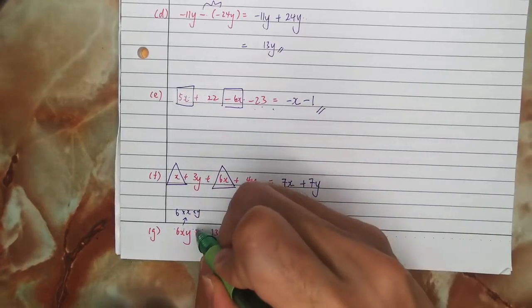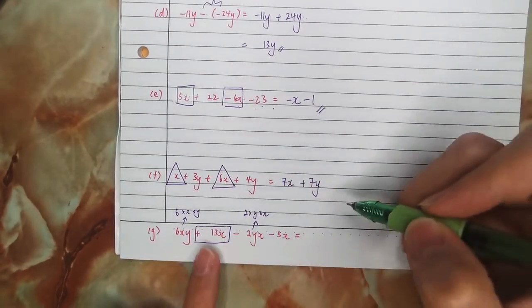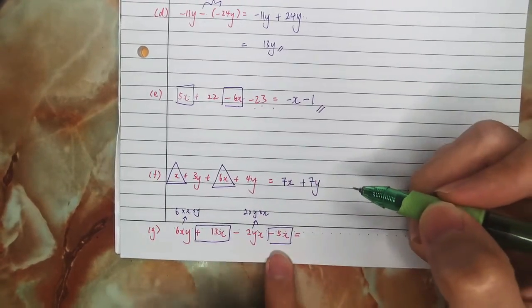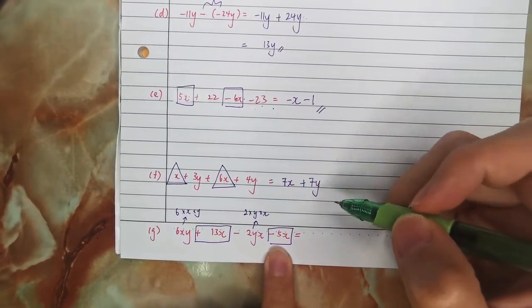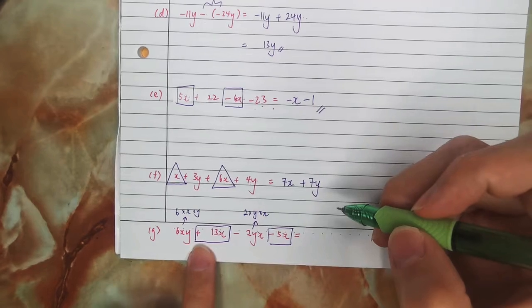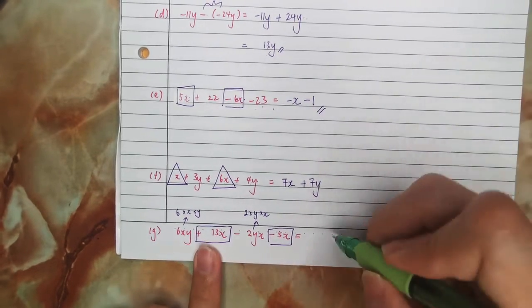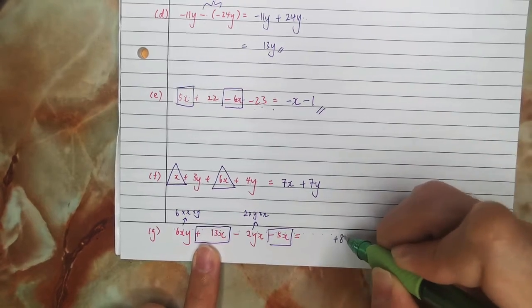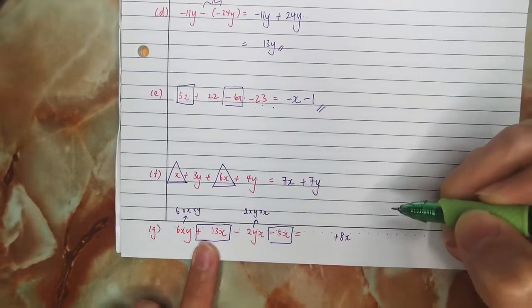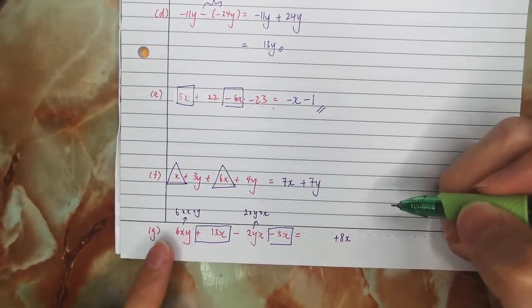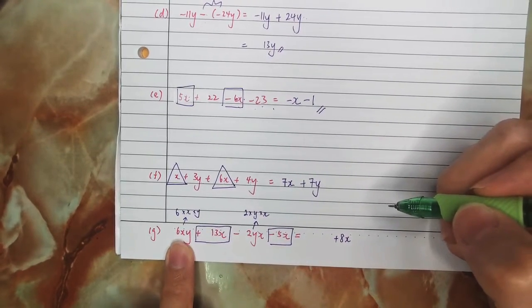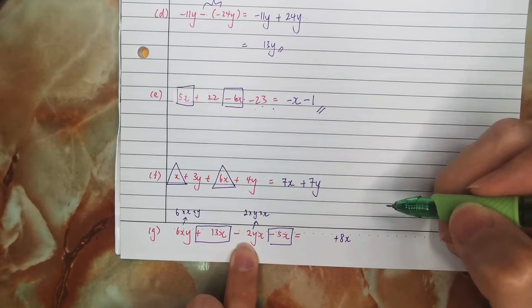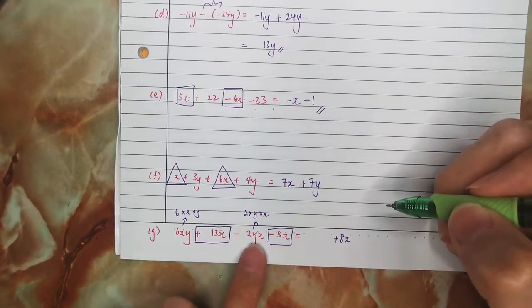Okay, so you notice that plus 13x is a like term with negative 5x. So I can add them up first. So it will be plus 8x. But is 6xy a like term of negative 2yx? Are they like terms?